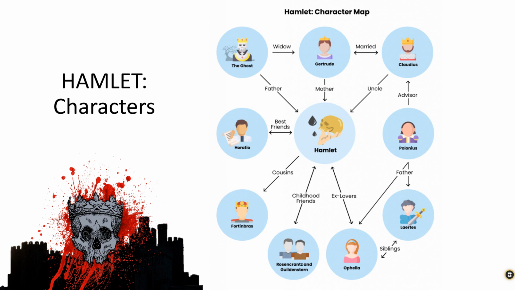You have Polonius coming down from Claudius. You have Polonius. He's an advisor. He's not related to anybody in the royal family. He's an advisor. Then he has two children named Ophelia and Laertes.